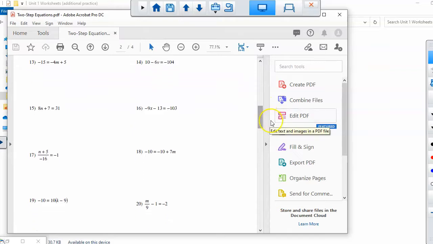Here's page number 2 because I've misplaced it. I'm also going to do number 16. You can take a moment to write that down.